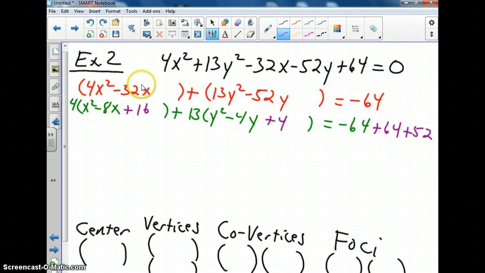Okay, now what's the next step? Now you're going to factor the neighborhoods, right? So the x neighborhood is going to become what? X minus 4 squared. Good job. And the y neighborhood is going to become what? Y minus 2 squared. Good. And then how much are they going to equal? 52 is right. Good job.